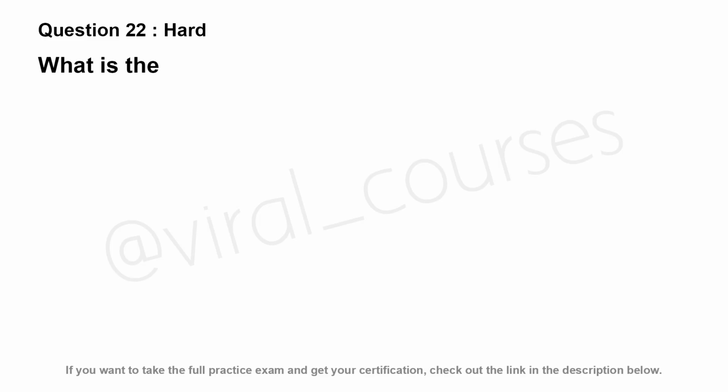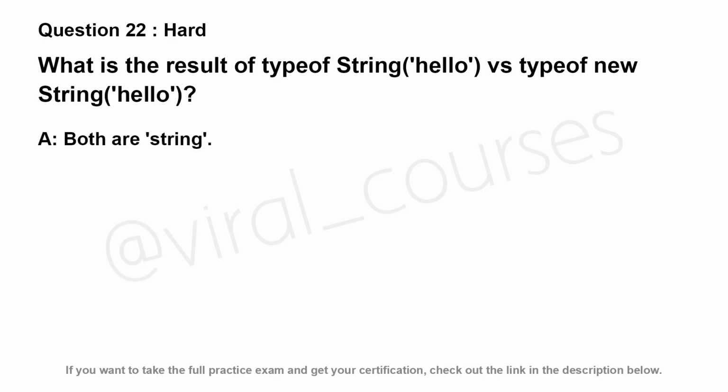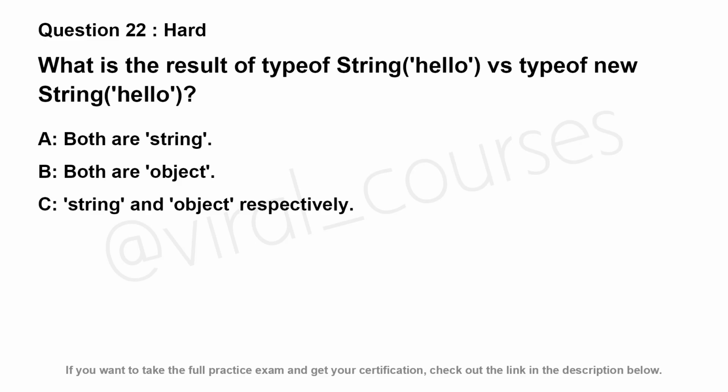What is the result of typeof String("hello") versus typeof new String("hello")? Option A, both are string. Option B, both are object. Option C, string and object respectively. Option D, object and string respectively.